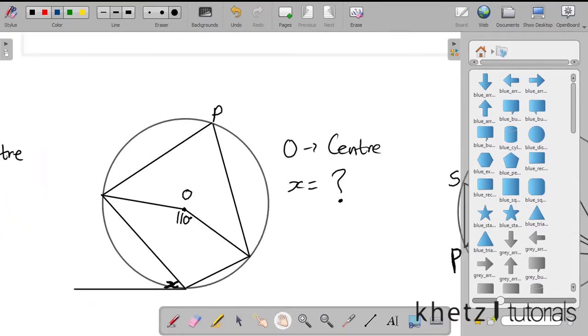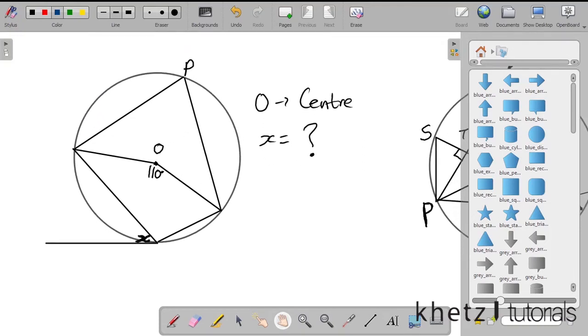Okay, let's move on. This next question, we have O as the center, and we're given 110 degrees for that angle, the value of that angle there. And we're asked to find X, and X is situated over here. So once again, this is a cyclic quadrilateral. Four vertices are touching the circumference, and therefore we can start thinking about the principles which apply to cyclic quadrilaterals.